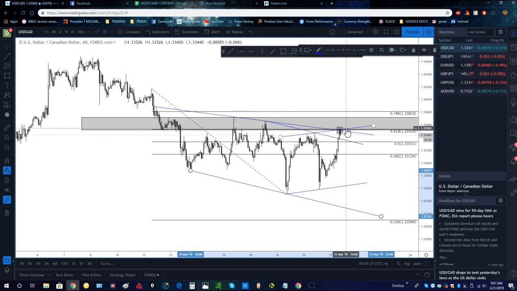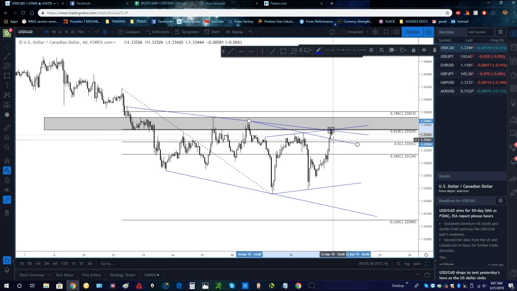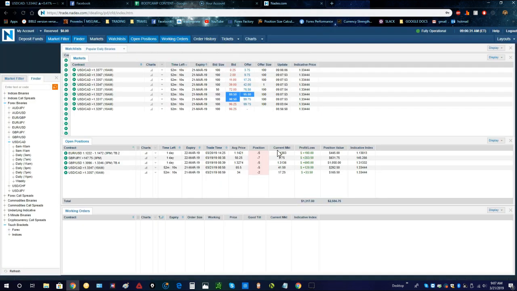I'm not looking to try and trade this all the way back down. We've kind of broken this more immediate little trend line here, so that's going to be my take profit if we can push down a few more pips, and then that's coming off. The pound yen trade was pretty nice. I'm going to be taking that off.